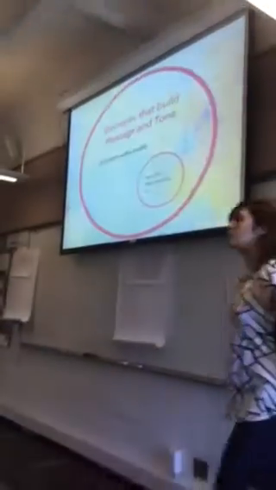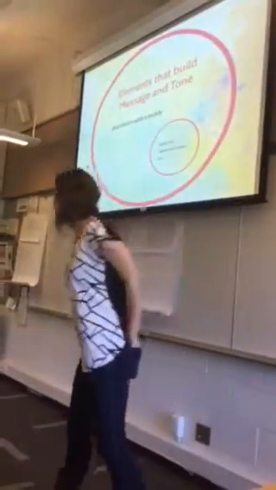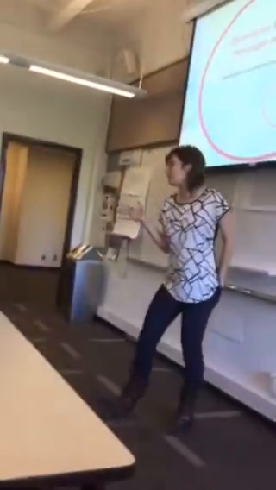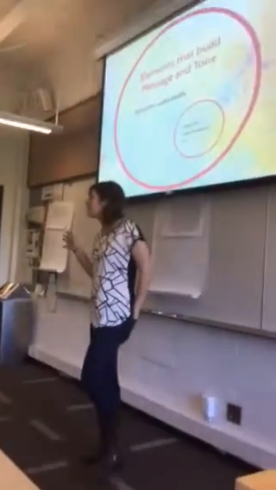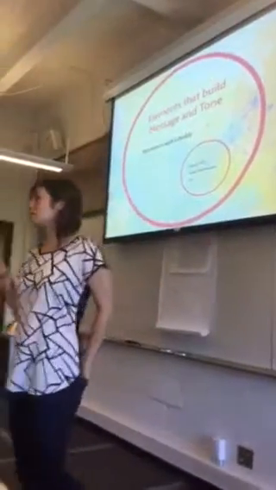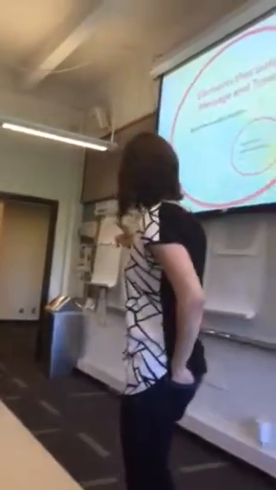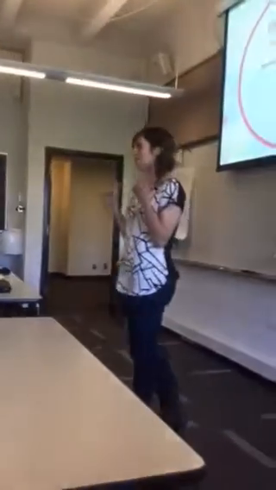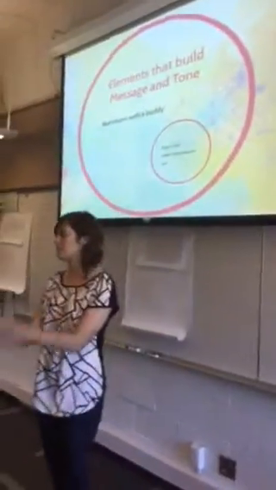Okay, so we've talked about this in the past. But when you are looking at any image, but in particular an advertisement, what are elements that build both message and tone? What are the things, when you look at an image, that make you decide what the message is and what the tone is? Does that question make sense? Yeah. Okay, so go ahead and think about it for 10 seconds, and then you're going to talk about it with the person next to you.